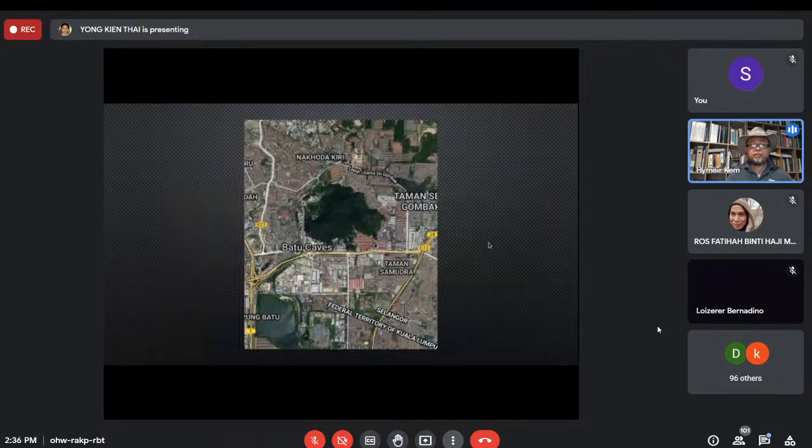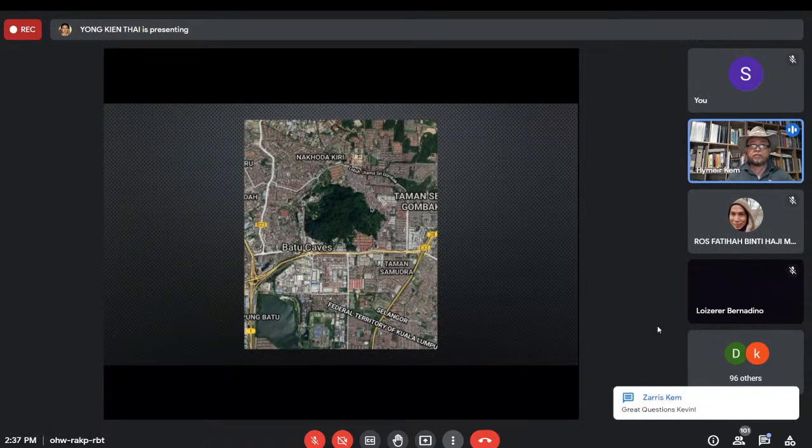This is a satellite picture of Batu Caves, and if you look, no buffer here. Basically, development has come right to the bottom of the hill, and there's no buffer at all.